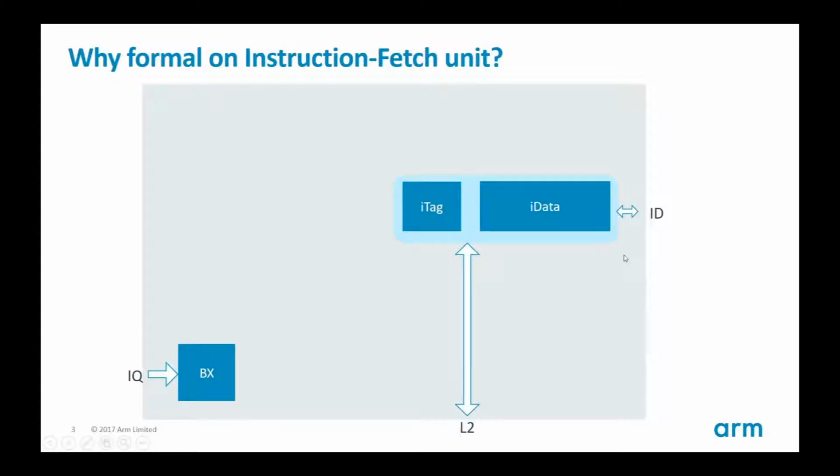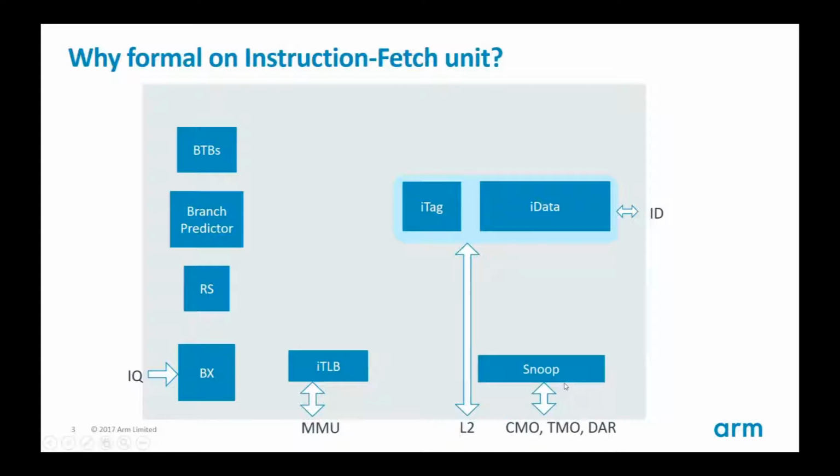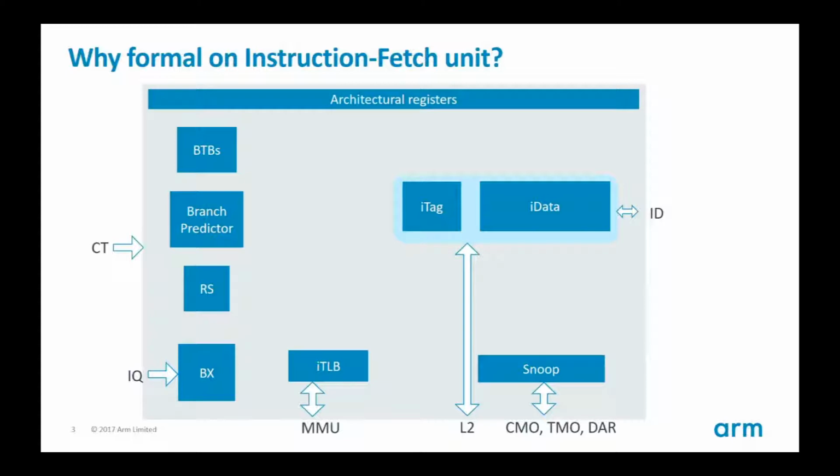You have your branch resolution unit, which will resolve branches coming from issue queues. You have your predictors and next fetch address generation logic. You have your return stack, which processes the return branches. You have your instruction TLB, which will interface with the MMU. Your snoop logic, processing your cache maintenance operations, TLB maintenance operations, and debug array reads. You have your commit unit interface, which is basically your reorder buffer, sending in flushes, commit flushes, that is.